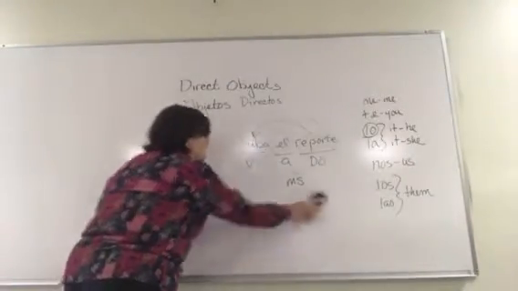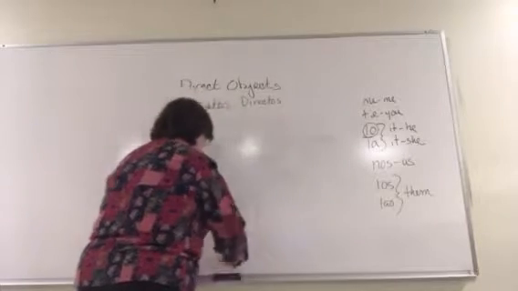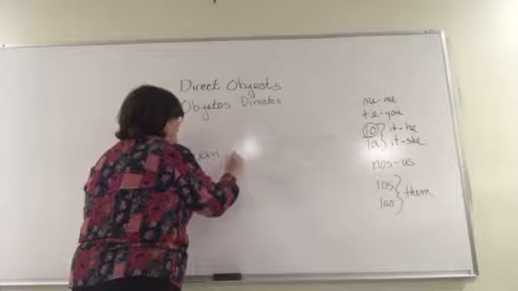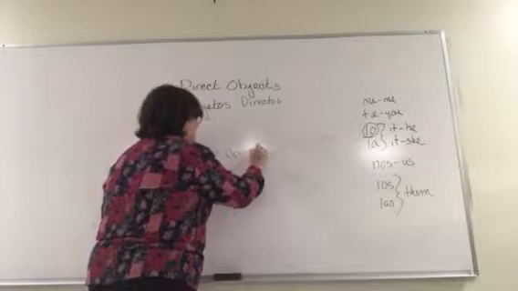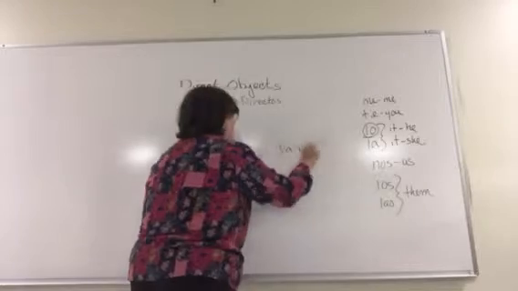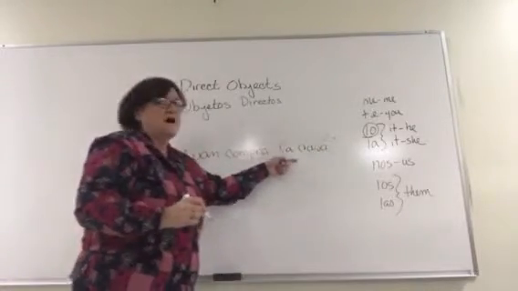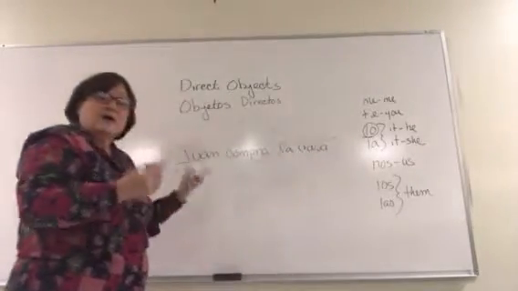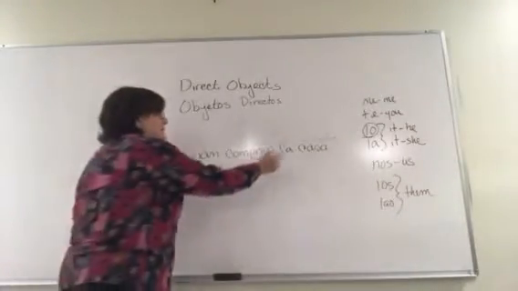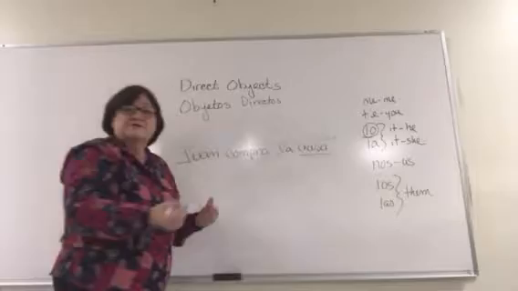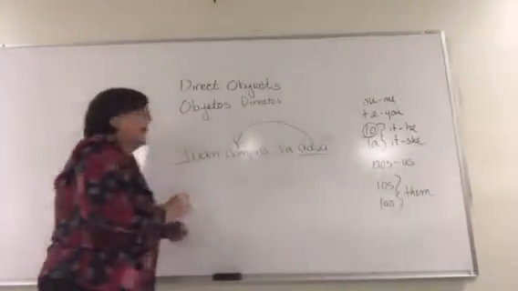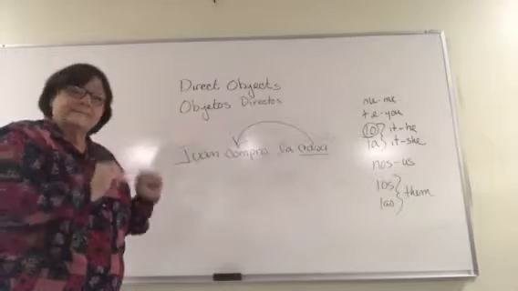Another example would be Juan compra la casa. Okay, Juan buys the house. Okay, so we're going to ask ourselves again the question, what is being bought? The house. This would be our direct object, receiving the direct action of the verb to buy. The house is being bought.